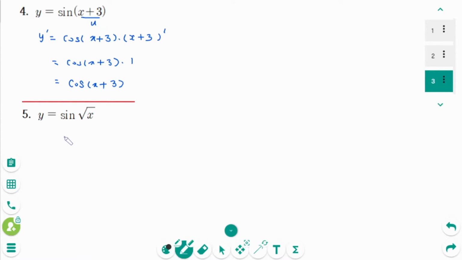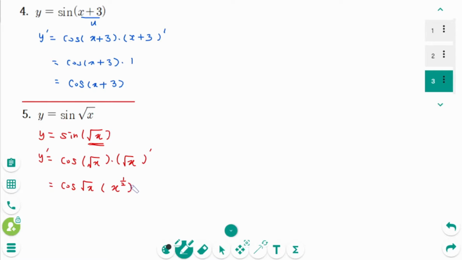Number 5, we can rewrite as y equals sin (square root of x). Then this is u part. So y prime equals cosine u times u prime. The inner function is square root of x. This is cosine (square root of x) times (power form x to the power of 1 over 2) prime.